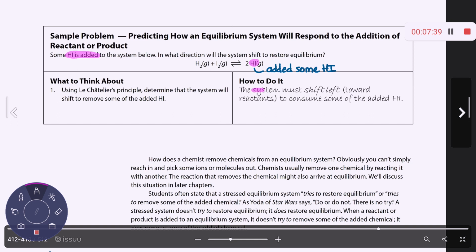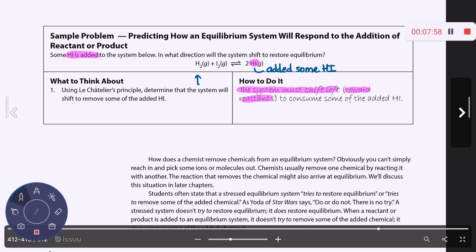Yeah, you shift left because you want to move away from it. Anytime you add something, move away from it. So that means we're moving towards the reactants. When I move towards the reactants, what's going to happen to H2 and I2? Will they go up or down?